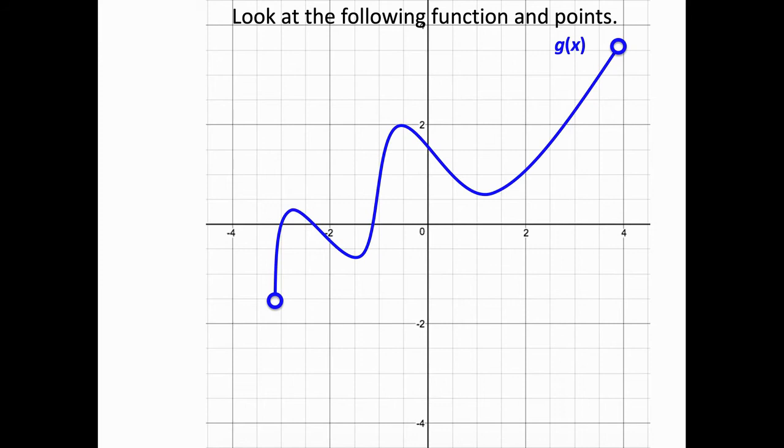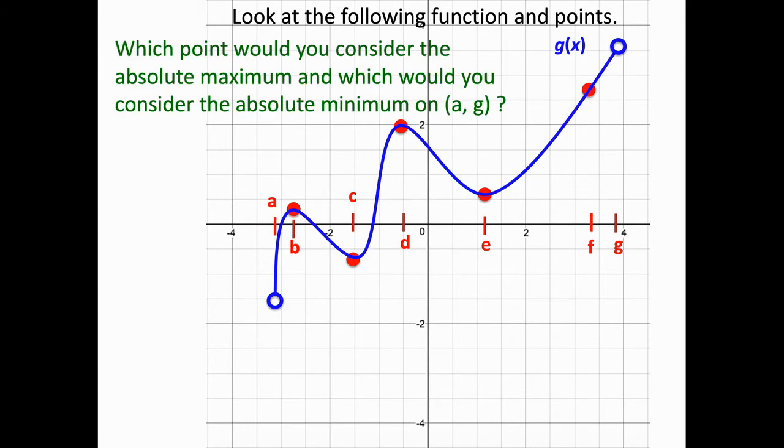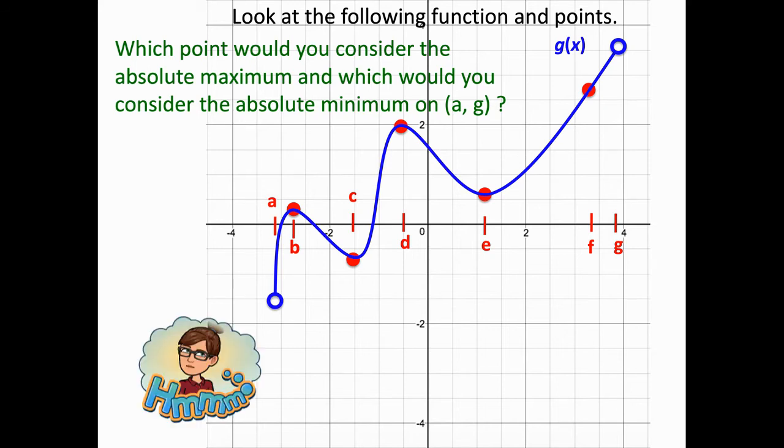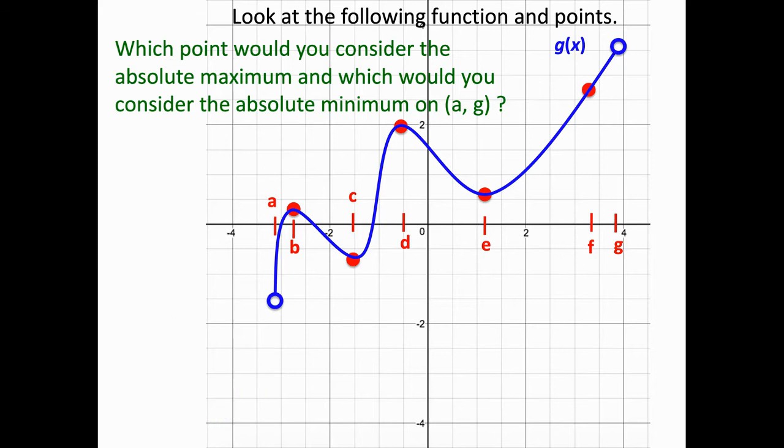So let's look at this instance now. Same idea, very similar function. This is called g, but notice the endpoints are open. So I gave you the same set of points. But which of these would you now consider an absolute maximum and which would you consider an absolute minimum on the open interval from a to g? Don't think too hard. Don't second guess yourself. Now, did you notice this actually has no absolute maximum or minimum?